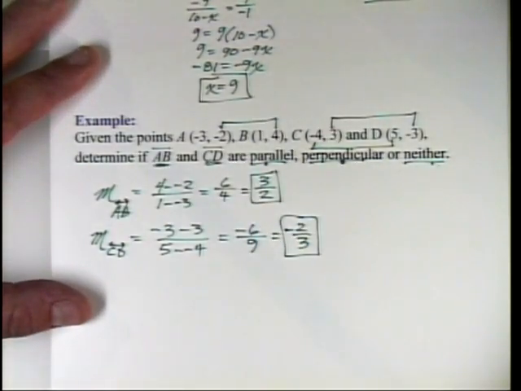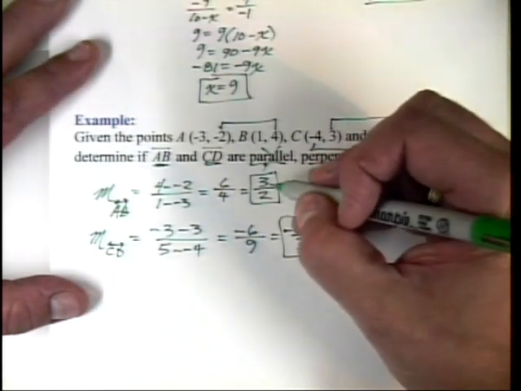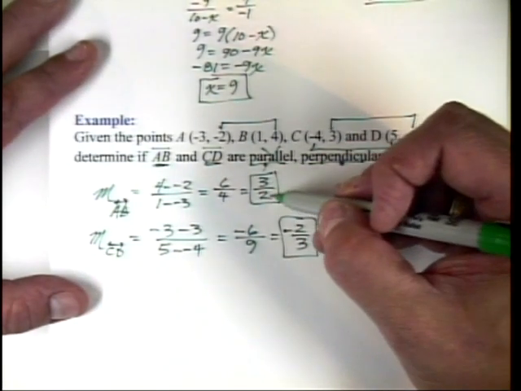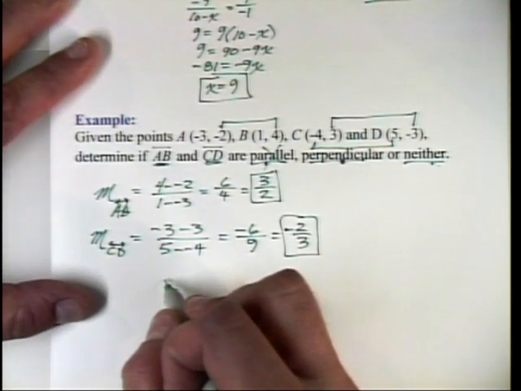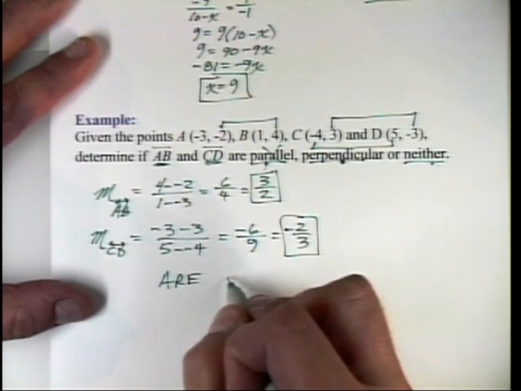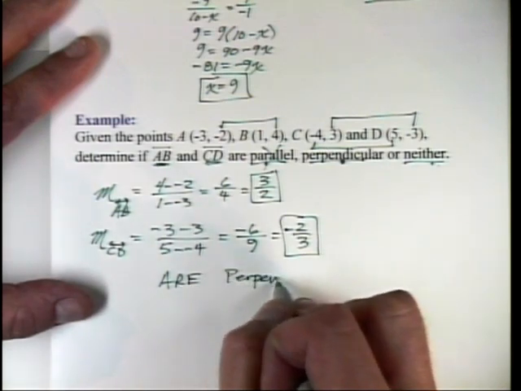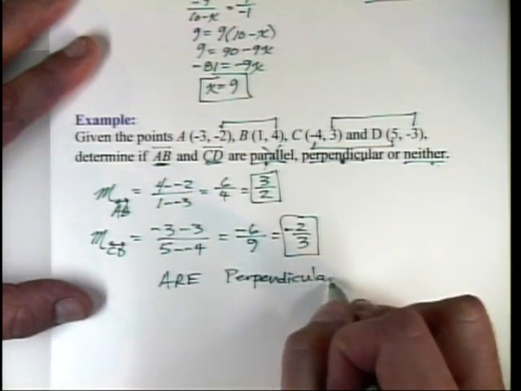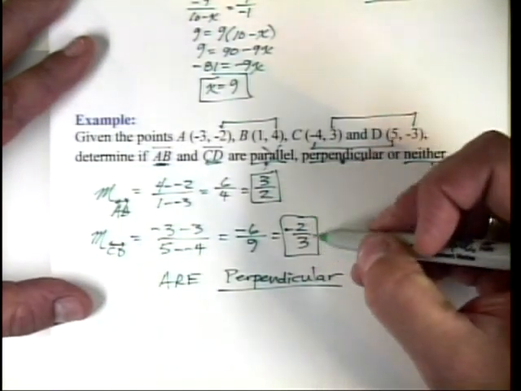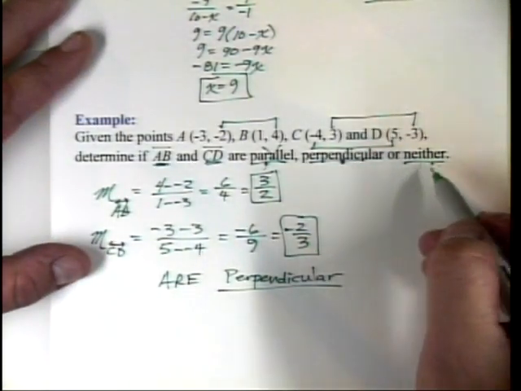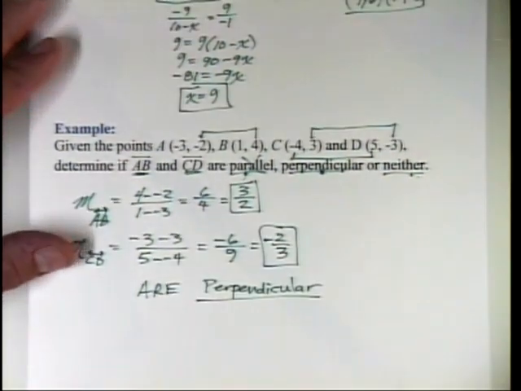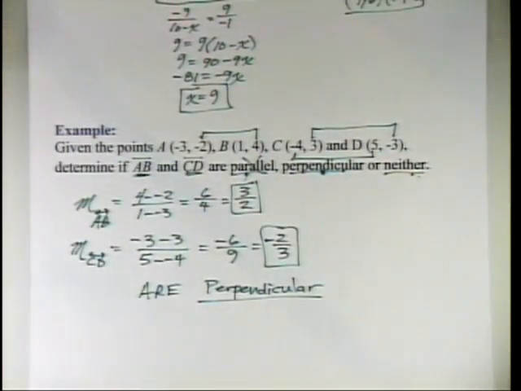Well, they're opposite signs, so they can't be parallel. But if they're opposite signs, they could be perpendicular if they're also reciprocals. 3 over 2, flip it, you get 2 over 3, and they're opposite signs. So yes, these lines, they are perpendicular. If we had some other combination, if this was 3/2 and maybe -5/3 or anything other than -2/3, then it would be a neither. They would just be intersecting lines that don't intersect at right angles.